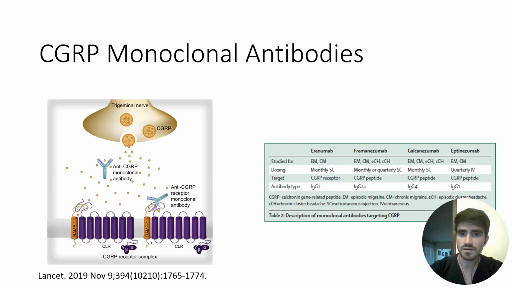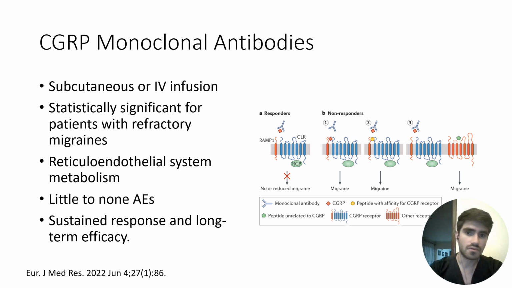Another form of modulating CGRP can be done through monoclonal antibodies. Currently, there are 4 different types. The first 3, fremanezumab, galcanezumab, and eptinezumab, are antibodies against the CGRP peptide. And the last one, erenumab, works against the CGRP receptor. As with other monoclonal antibodies that work in other parts of the body, these can be given in an IV infusion or as a subcutaneous injection. They have little to no adverse effects, and they are metabolized by the reticuloendothelial system.